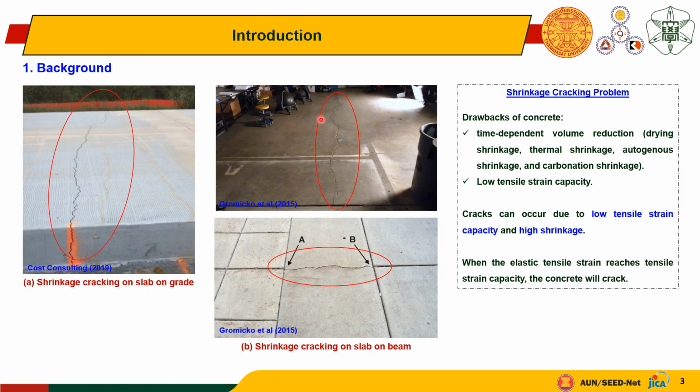So start with the introduction. As we know, concrete has several disadvantages such as time-dependent volume reduction, such as drying shrinkage, thermal shrinkage, autogenous shrinkage, and carbonation shrinkage. In addition, concrete also has a low tensile strength capacity. So because of these two drawbacks, cracks can occur due to the low tensile strength capacity and high shrinkage. When the elastic tensile stress reaches the tensile strength capacity, the concrete will start to crack. So this is some example of cracks occurring on concrete.